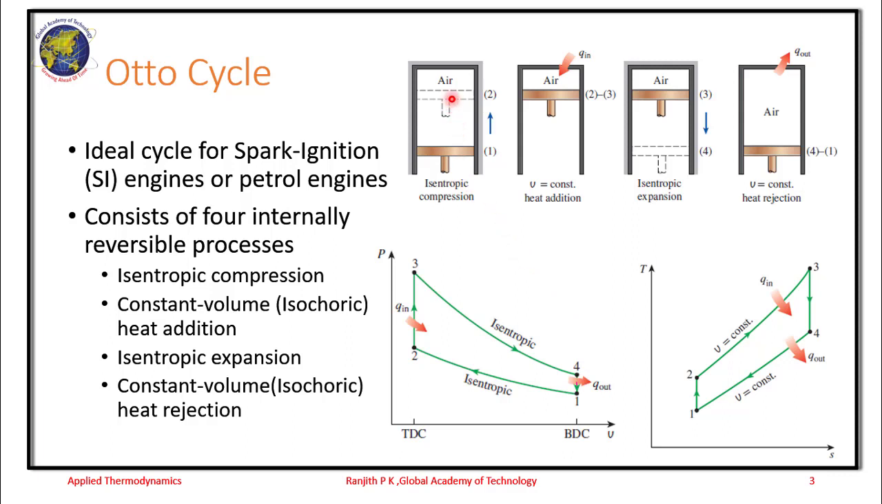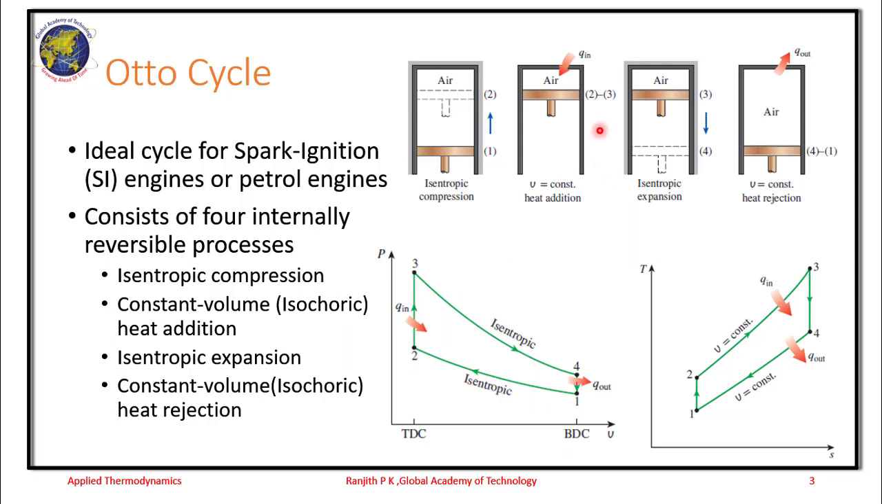What happens is when the air fuel mixture is compressed, it is taken as an isentropic compression. So the piston moves from the bottom dead center to the top dead center and the pressure increases and the volume reduces. So this is shown by the process 1 to 2 on the PV and the TS diagram. So there the isentropic compression of the air fuel mixture occurs.